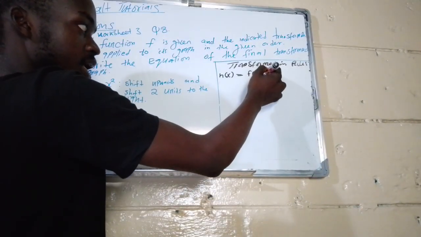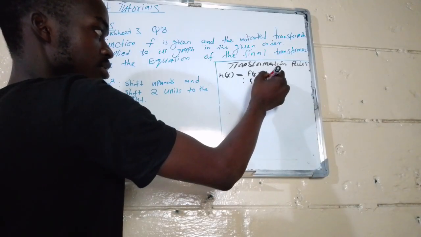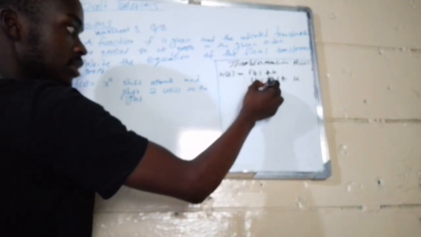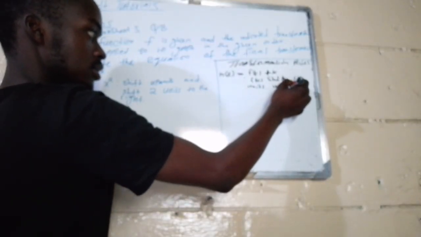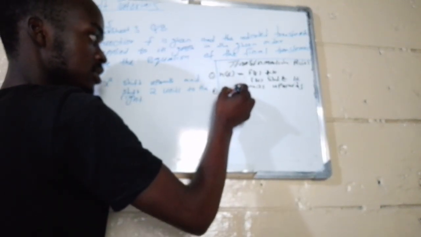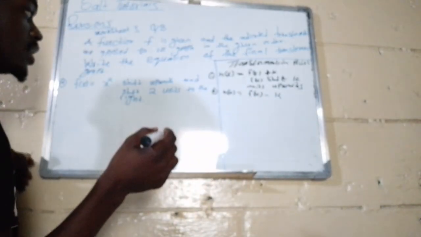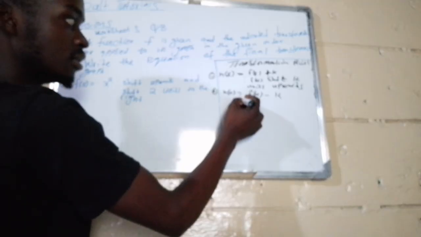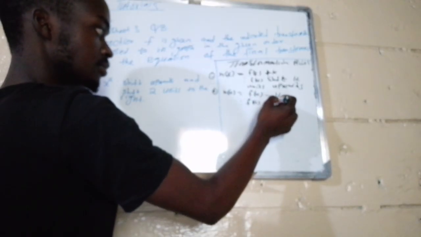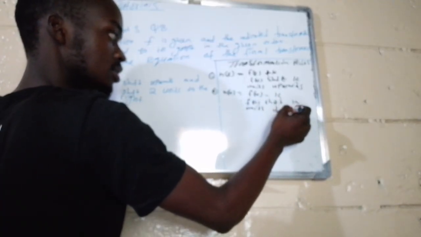If it is plus k, we are expecting that f of x is going to shift k units upwards. If we have h of x equals f of x minus k, expect that f of x is shifting k units downwards.